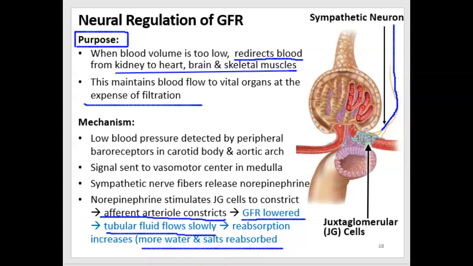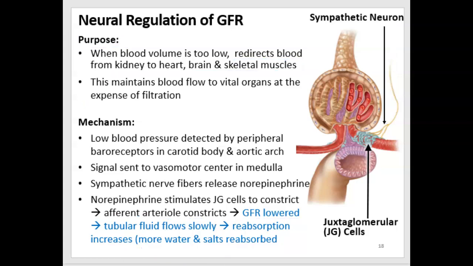So your study question asks, describe how the sympathetic nervous system affects GFR. It lowers it. How does it affect urine output? It lowers it. How does it affect blood volume? It raises it. And how does it affect blood pressure? It raises it.